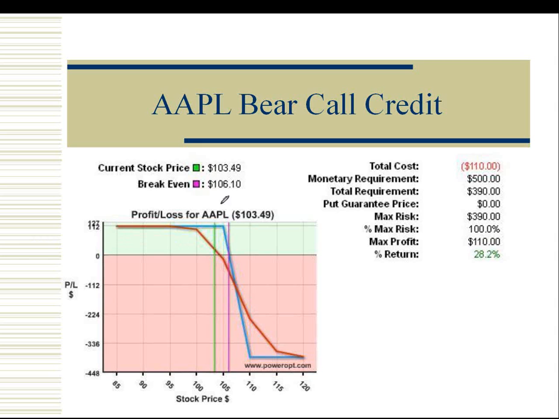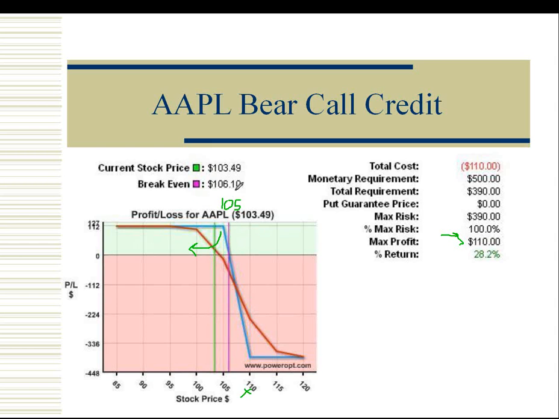Once again, we're selling here the 105, and we're buying the 110. So the 110 is the option that we're buying. As long as the stock stays below 105 at expiration, both calls expire worthless, just like an out-of-the-money covered call. And we keep our original net credit of 110.